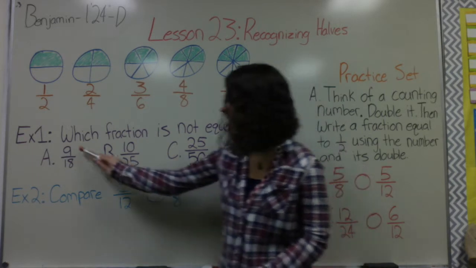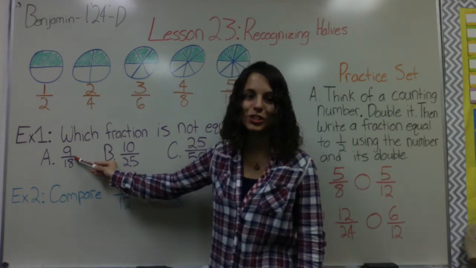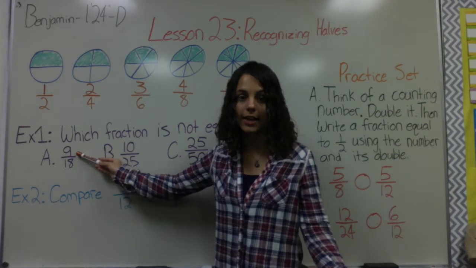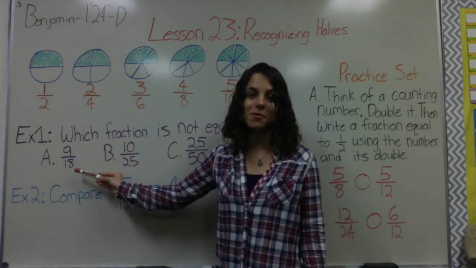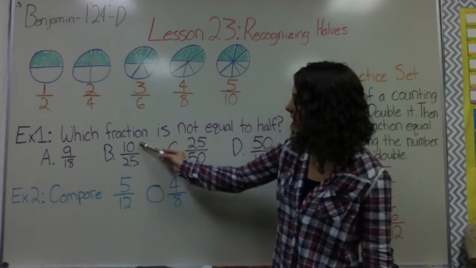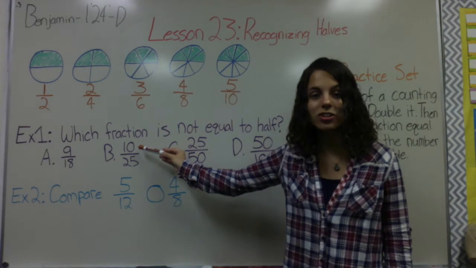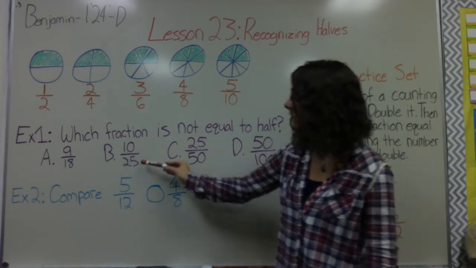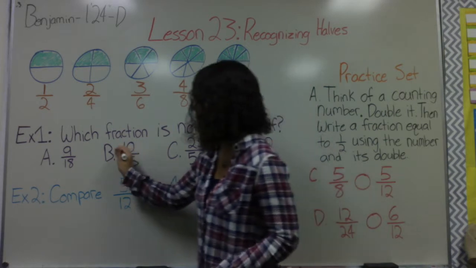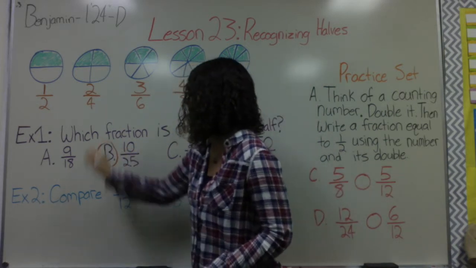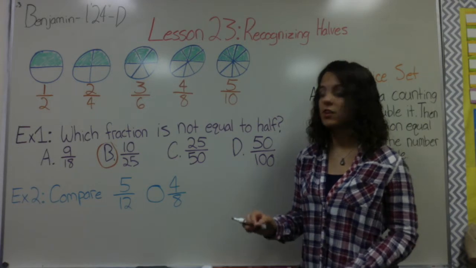A is 9 over 18. Well, if I double 9, 9 times 2, or 9 plus 9, I will get 18. So 9/18 is equal to half. If I look at B, 10 over 25. Well, if I double 10, I actually get 20. So we already found our answer, that 10/25 is not equal to half. Let's check the other ones in case there's another one.